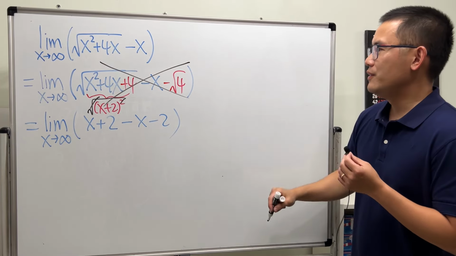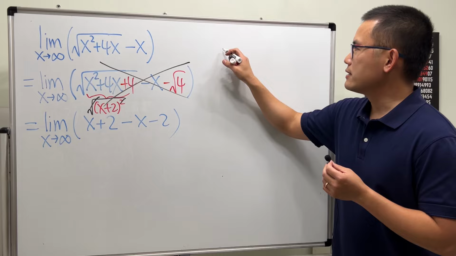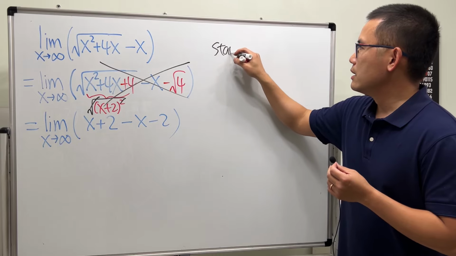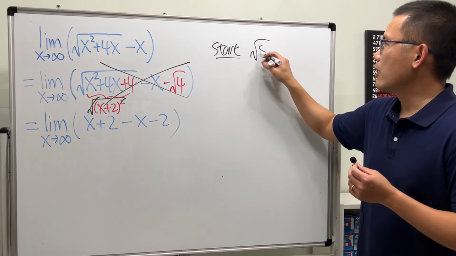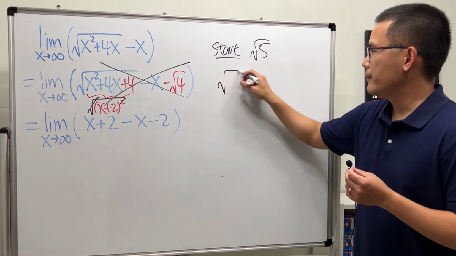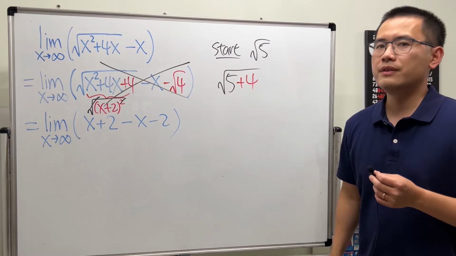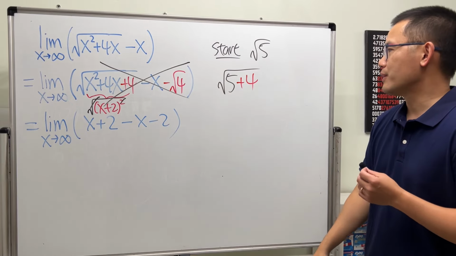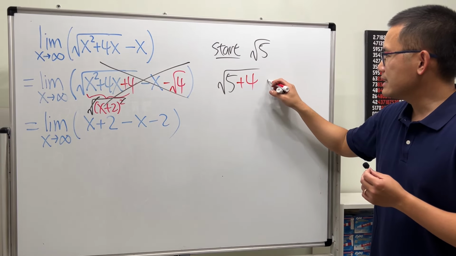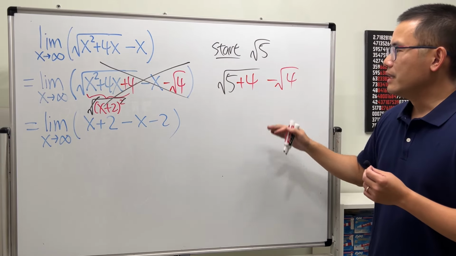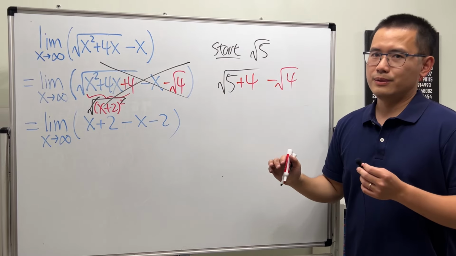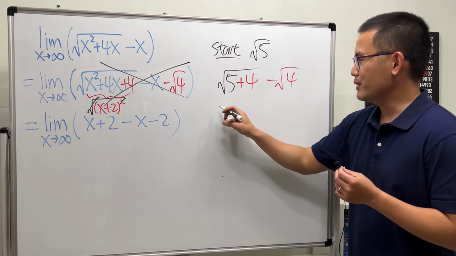Why? Let me give you an example real quick. Suppose I start with the square root of 5. Have a look. If I decided to add 4 inside of the radical right here, right? And then on the outside, I subtract the square root of 4. Is this the same result as this? Well, actually, no. Have a look.